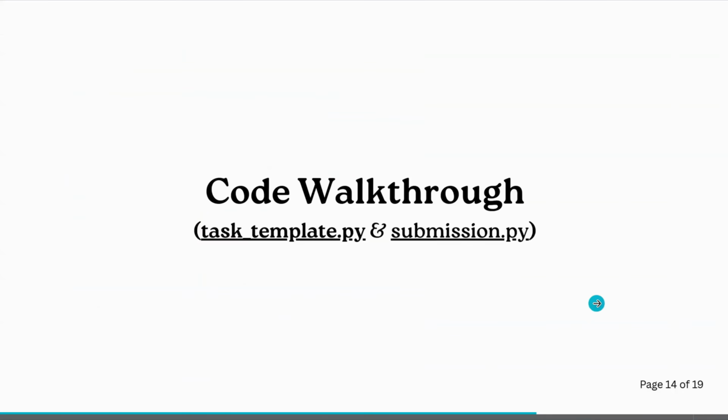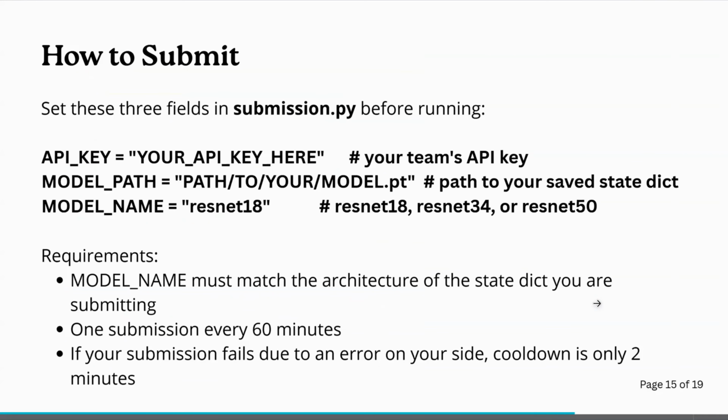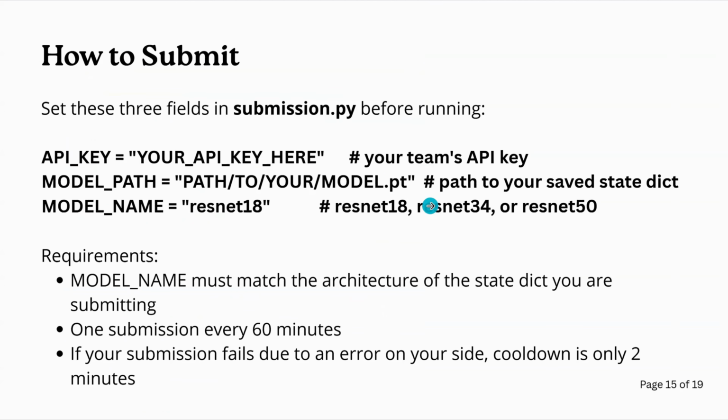Going back, again, the same thing that I explained in the code walkthrough. These are the three fields that you are supposed to change. Make sure the model name is actually matching the architecture, the state dict that you are submitting. Every submission, you can submit once per every 60 minutes, similar to previous assignments. If your submission fails or is rejected due to some error on your side, the cooldown is only 2 minutes. So you can submit again after the 2 minutes.